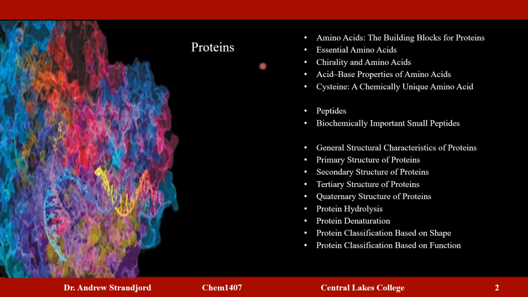The outline for this chapter is we're going to start off by talking about amino acids. These are the building blocks for proteins. Proteins are considered polymers. Amino acids are considered monomers. We're then going to put some of those monomers together to form small molecules we'll call peptides. And then we're going to put those monomers together into larger molecules, which we call proteins. And then we'll discuss some of the characteristics of those proteins.